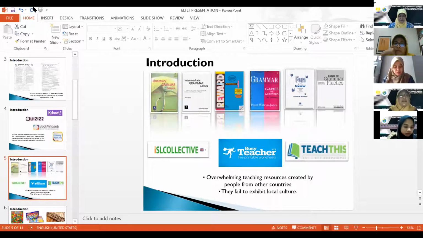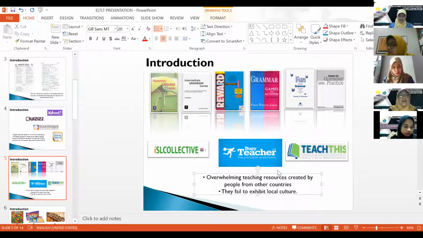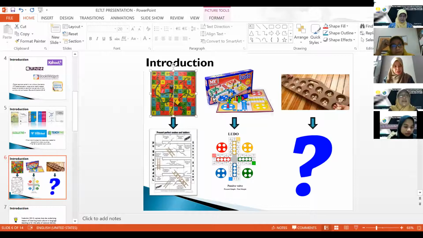Okay, well, in fact, we are equipped with abundant, if not overwhelming, teaching resources from books or websites to teach grammar in a much more fun way. However, since they are produced by people from other countries, somehow they fail to exhibit local culture. Take snakes and ladders and Ludo games, for example. I'm sure that most of you have already used these in your classroom teaching.